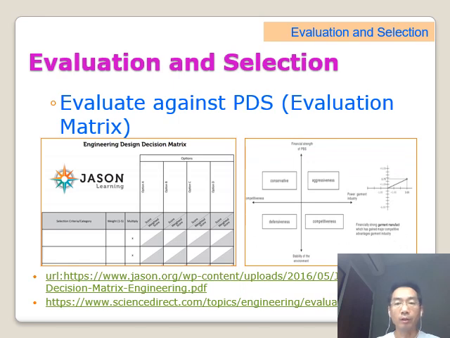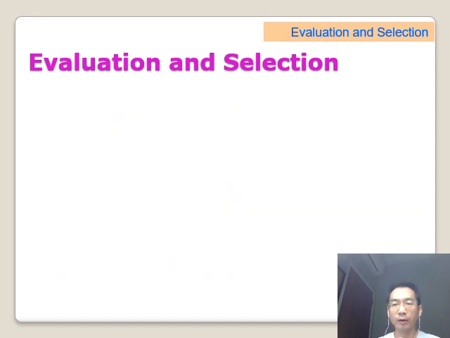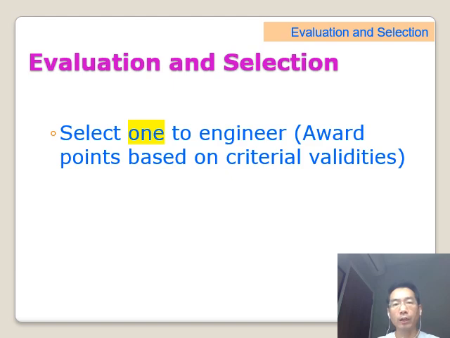Or you can plot in such a way by setting the different properties or characteristics in different regions. Then you can finally have the point located in a certain region. By doing this, of course, most likely we will select the one that the engineer awarded the highest points based on our criteria.